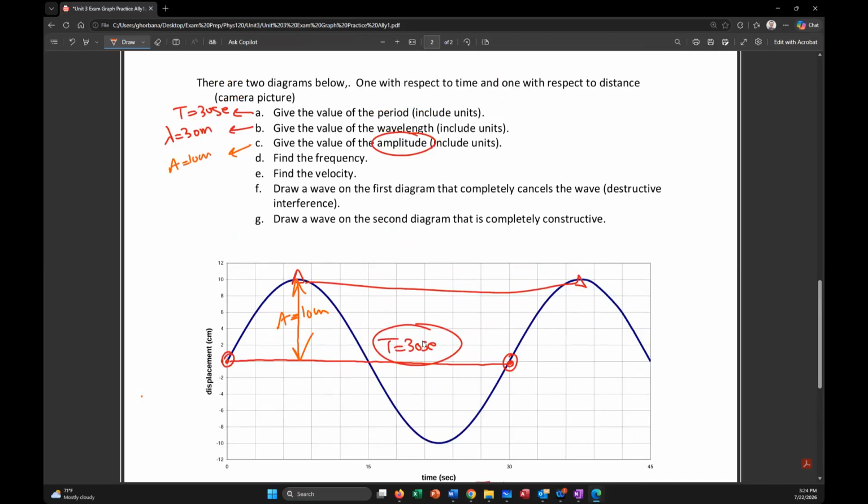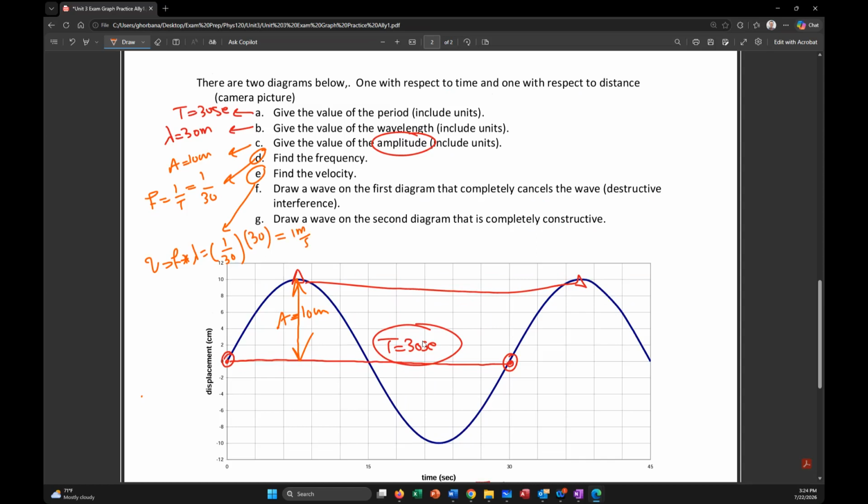Find the frequency. What is the frequency? Frequency is 1 over T. We already have T, so it's going to be 1 over 30. Find the velocity. Velocity is frequency multiplied by lambda. We have the frequency, which is 1 over 30, and lambda, which is 30. The 30 and 30 cancel each other. It's going to be 1 meter per second.